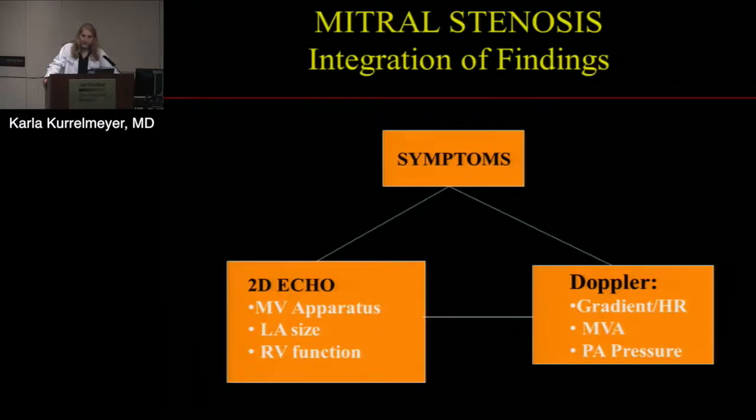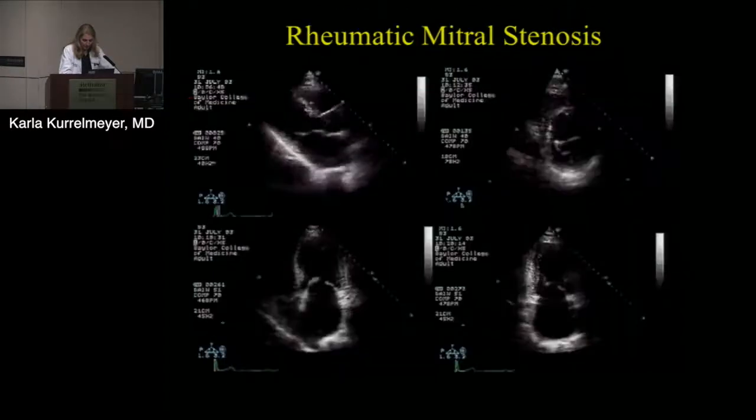Now, mitral stenosis is very similar to aortic stenosis. It requires the integration of findings where you take into account the patient's symptoms, which are very similar to aortic stenosis: heart failure and mostly shortness of breath. And you use the 2D echo to look at the mitral valve apparatus and evaluate LA size and also RV function, and use the Doppler to determine gradients, which in this case you have to take into account the heart rate, determine mitral valve area and PA pressure.